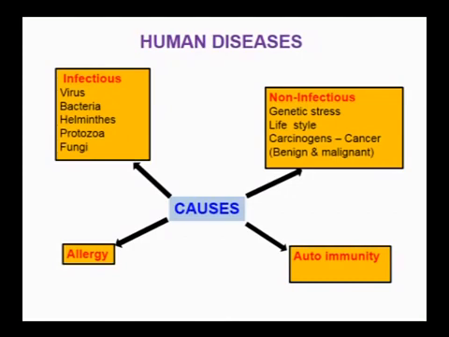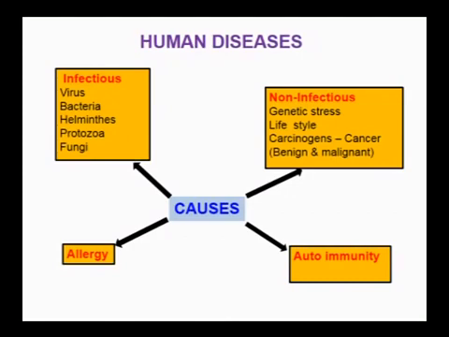The common diseases caused by viruses are common cold, hepatitis, then acquired immunodeficiency syndrome. The diseases caused by bacteria are typhoid, pneumonia, tuberculosis. The diseases caused by helminthes are filariasis, ascariasis. Then the diseases caused by protozoa are malaria, amoebiasis, and the fungal disease includes ringworm.